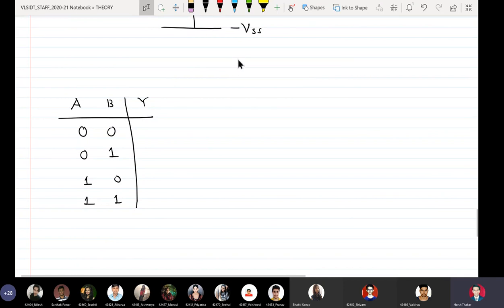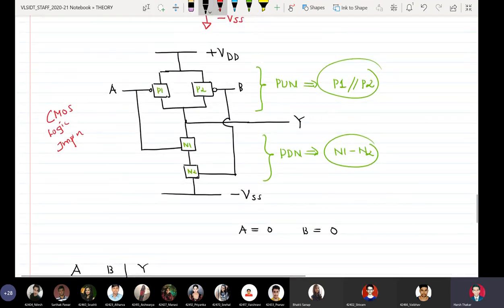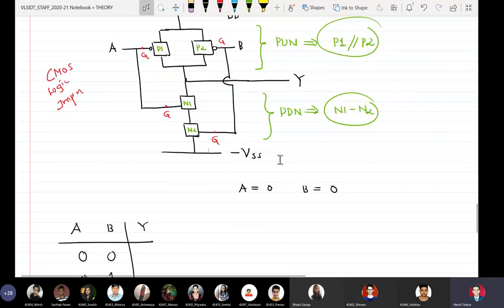Okay. So first case will be A equal to 0, B equal to 0. And we already know that we are applying the variables to the gates of the MOSFETs. So we have gate here, gate here, gate of N1, gate of N2. Whenever the gate of PMOS gets a 0, it becomes on. When it gets a 1, it becomes off. Similarly, whenever the gate of NMOS receives a 1, it becomes on. It receives a 0, it becomes off.